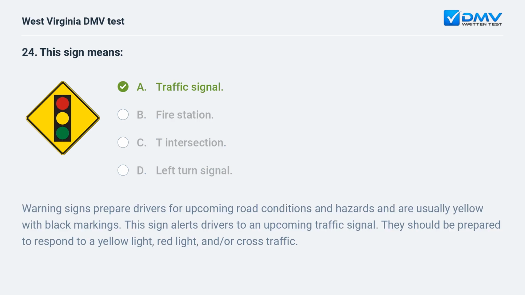Warning signs prepare drivers for upcoming road conditions and hazards and are usually yellow with black markings. This sign alerts drivers to an upcoming traffic signal. They should be prepared to respond to a yellow light, red light, and/or cross traffic.